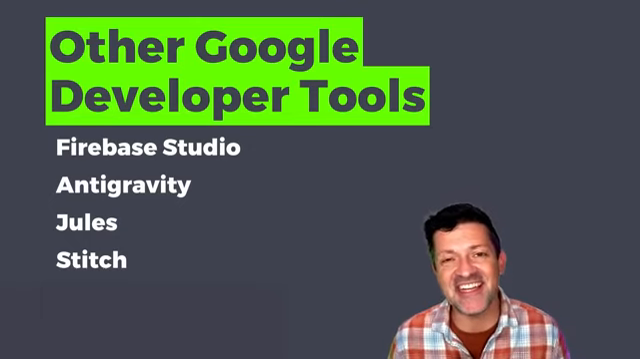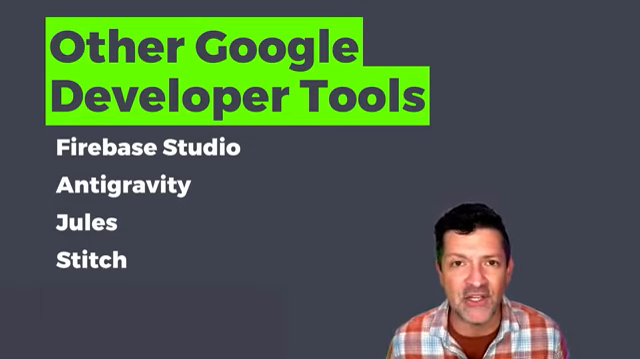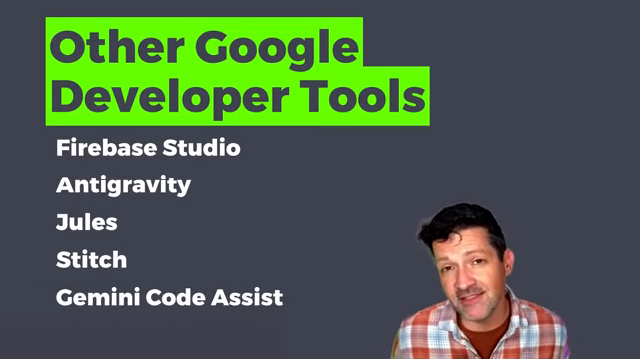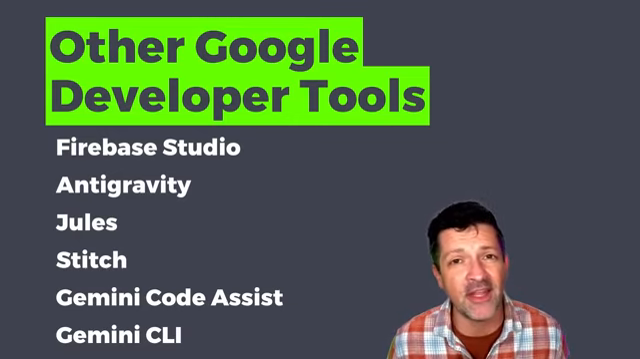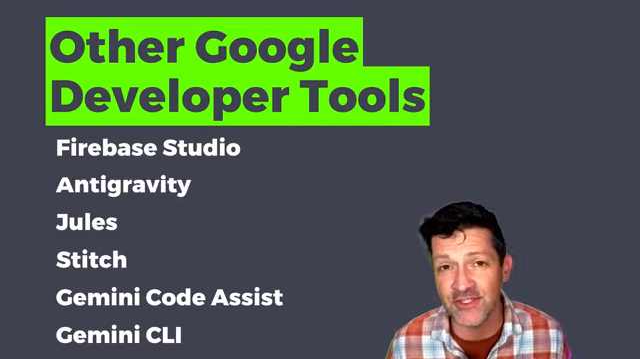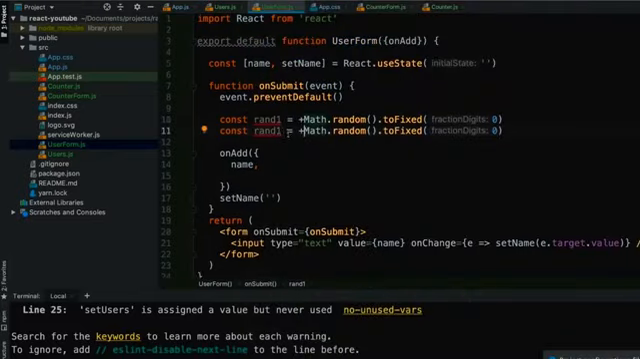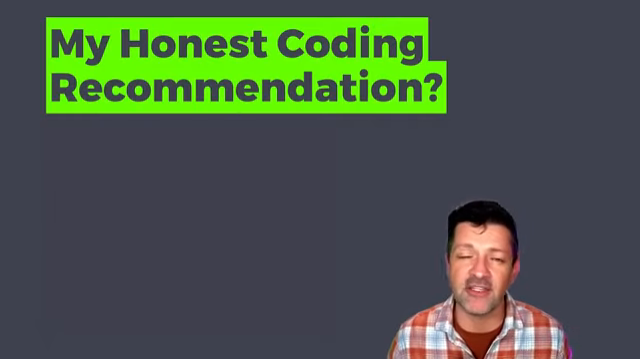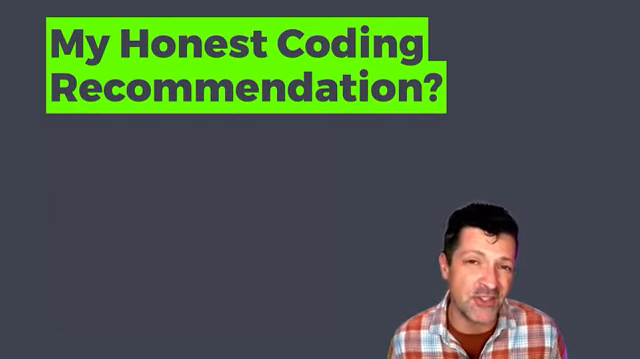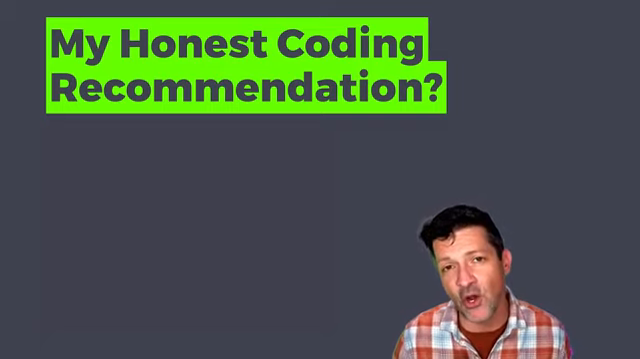There's Stitch, which is dedicated to website designs and front-end UI. There's also Gemini Code Assistant as well as Gemini CLI, which are two tools that allow developers to access Gemini in the terminal and whatever other AI tools that the developer prefers, such as these IDEs like VS Code or Cursor.